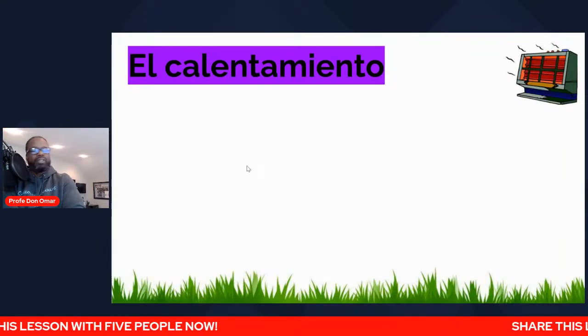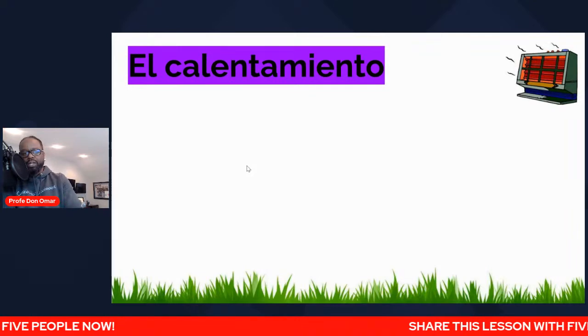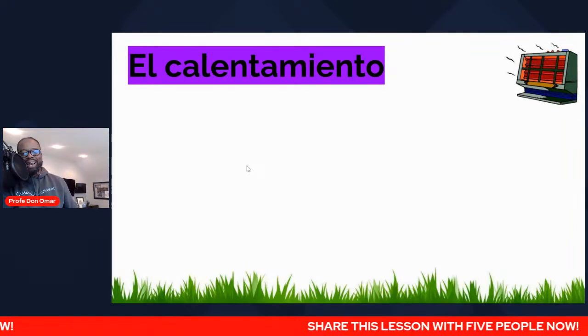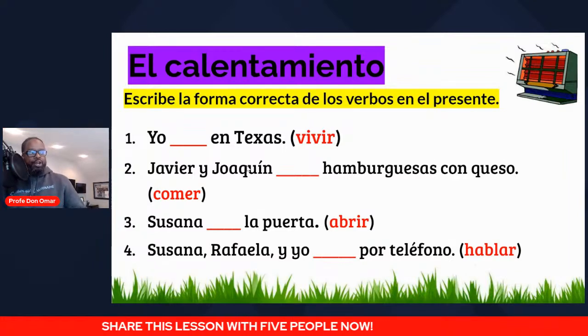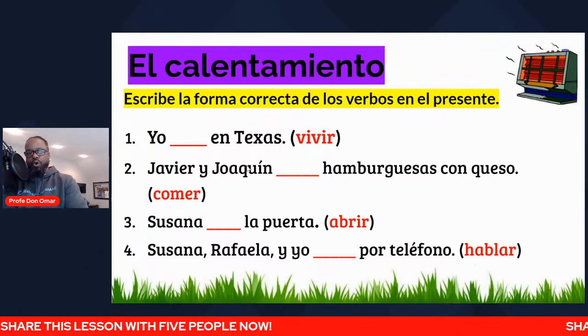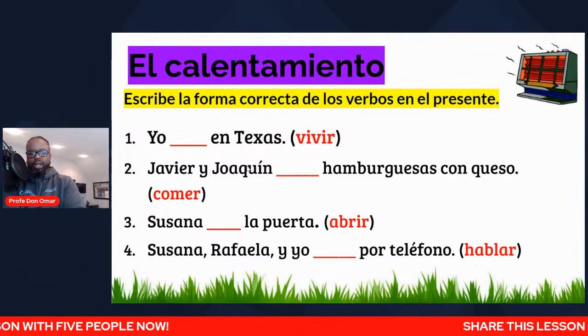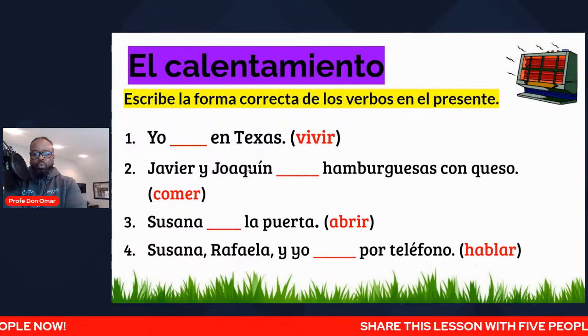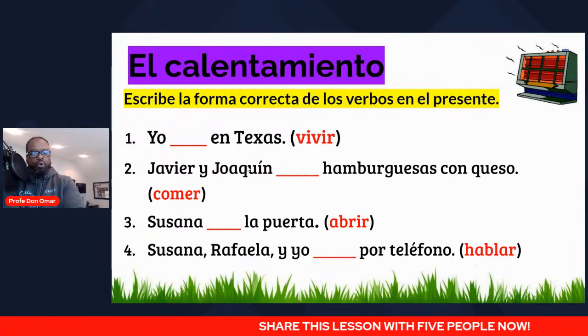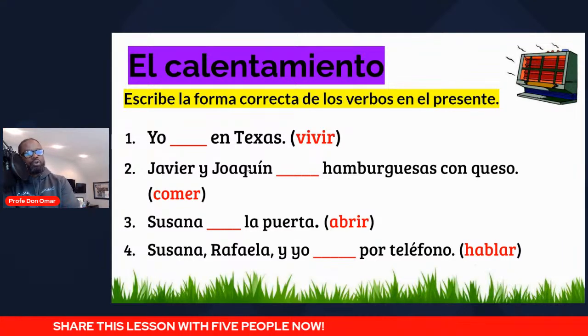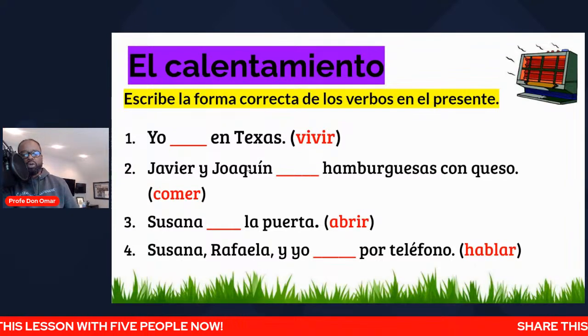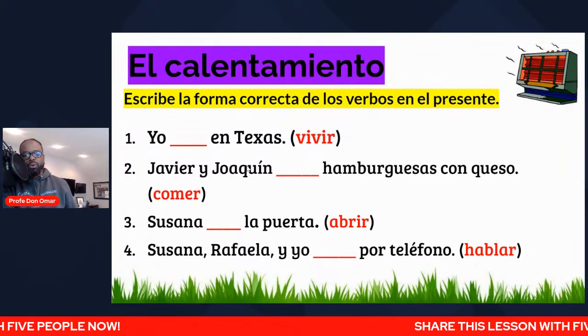All right. So, damas y caballeros, as we always do, ladies and gentlemen, we start off with el calentamiento. It says, write the correct form of the verbs in the present tense. We're going to give you a second to look at those. Meanwhile, we will definitely pause the screen if you're working on the replay here.